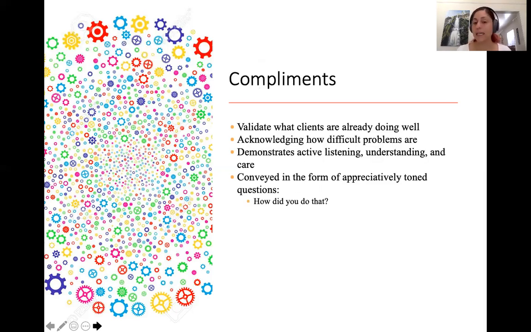Okay, compliments. Compliments are used a lot in solution-focused therapy and basically involve validation for what the client is doing well. Okay, so we're acknowledging how difficult the client's problems are and giving the message that you as the therapist have been listening, you understand, and you care. And we're giving these compliments to help reinforce the client. Compliments in solution-focused therapy are usually conveyed in the form of appreciatively toned questions.